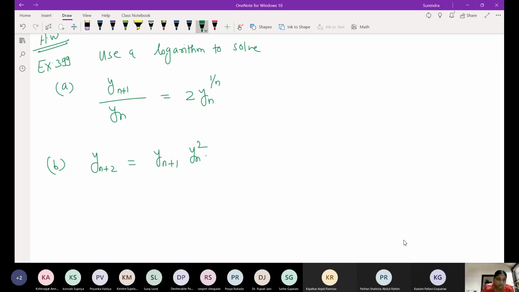So in both you have to take log on both sides. Okay, instead of y at t plus 1 and so on, it is given as y at n plus 1 upon y at n is equal to 2 times y at n raised to 1 by n. Okay, so take logarithm on both sides. So you will get log of y at n plus 1 is equal to 2 by n log of y at n plus log of y at n, right? So 2 by n plus 1 times log of y at n.